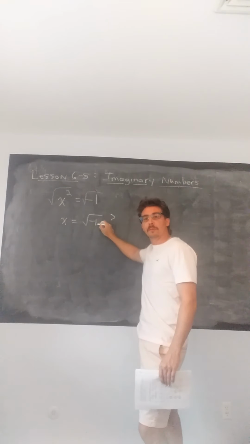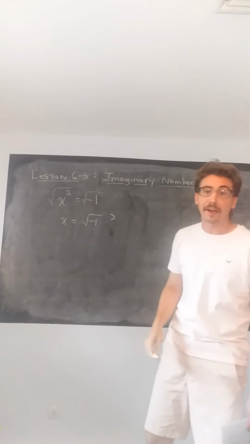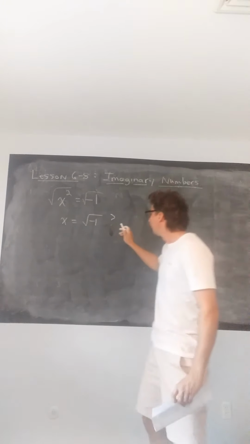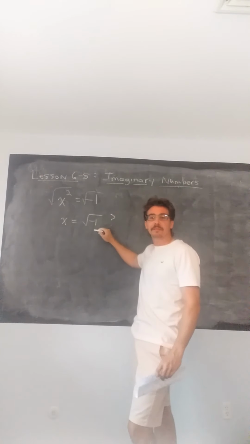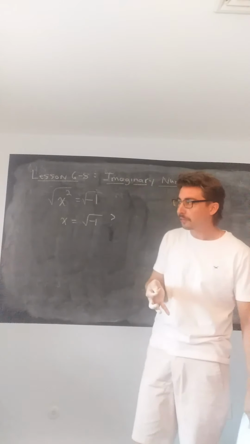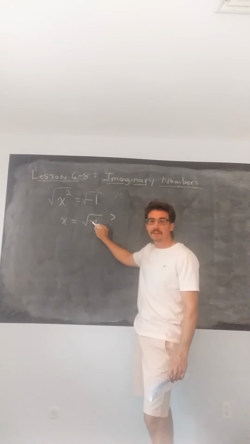So what number multiplied by itself gives you negative 1? Well, you're never going to find such a number, are you? It's impossible. Because if you take negative 1 times negative 1, that gives you a positive 1. If you take positive 1 times positive 1, that gives you positive 1. It doesn't give us this negative.